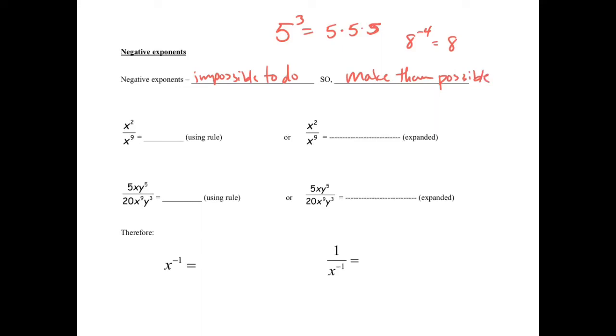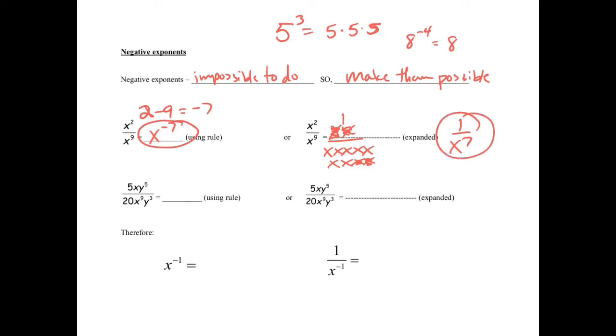So we'll start by looking at our first example, x to the second divided by x to the ninth. Using the rule, we would take 2 minus 9, and that gives us negative 7. So x to the negative 7th. But if we expand it, that's x on top, and on the bottom a whole lot of x's. Then we cross out, and cross out, and we end up with 1 on the top and 7 x's on the bottom. What that tells you is x to the negative 7th is the same as 1 over x to the 7th. They're identical except one has a positive exponent.